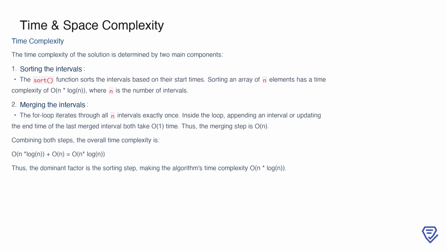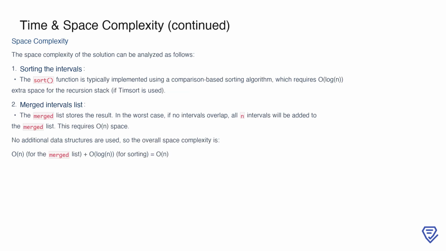When we combine the sorting and merging steps, the overall time complexity becomes O(n log n) plus O(n), which simplifies to O(n log n), since the sorting step dominates. Now, let's evaluate the space complexity of the solution.